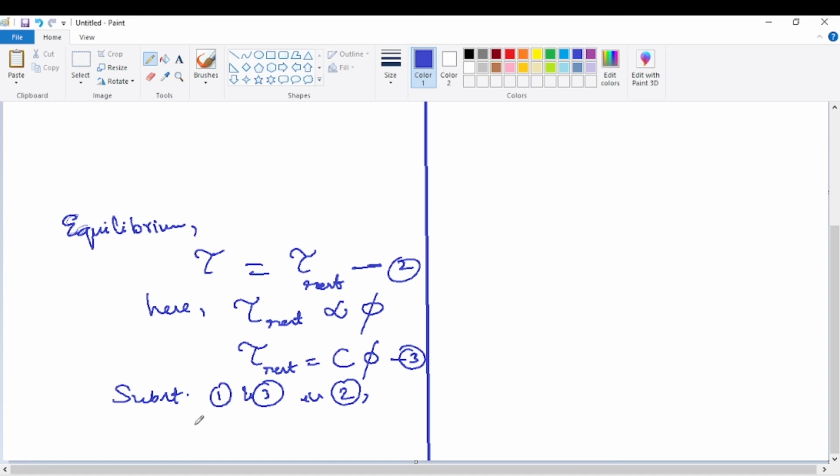Then tau is equal to NIAB. You see, there's not a big derivation, only 3 steps. The first step is the tau we got. The second step is the equilibrium condition. The third step is tau restoring. Once 1 and 3 are substituted, the next step gives the answer, so almost in half a step we get the equation between current and deflection. That's the final expression required in the derivation. So NIAB is equal to C phi. Then I is equal to what?